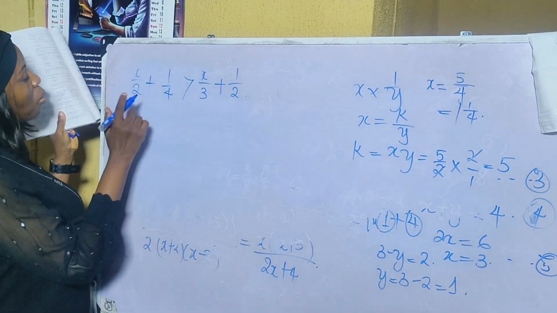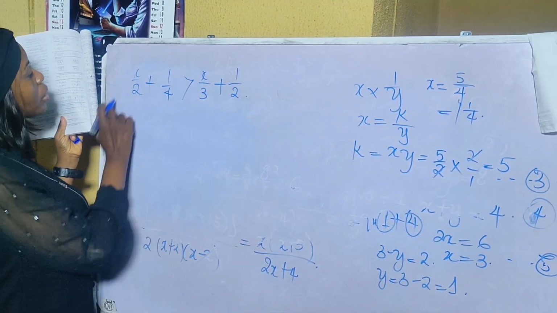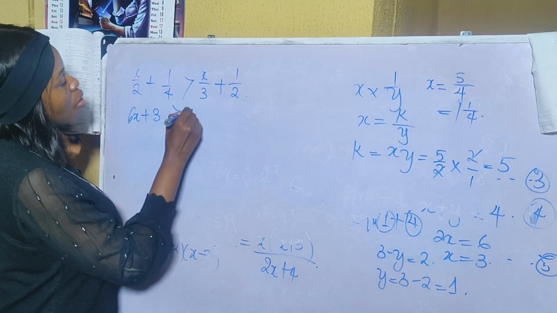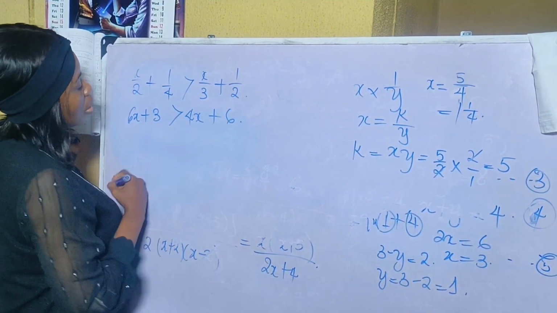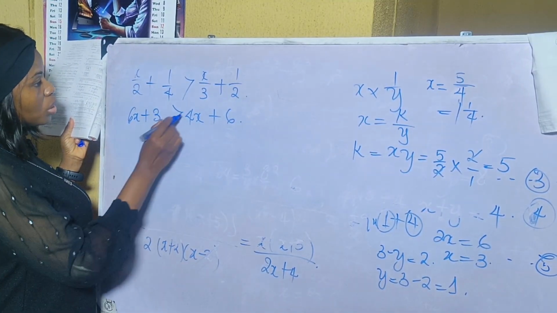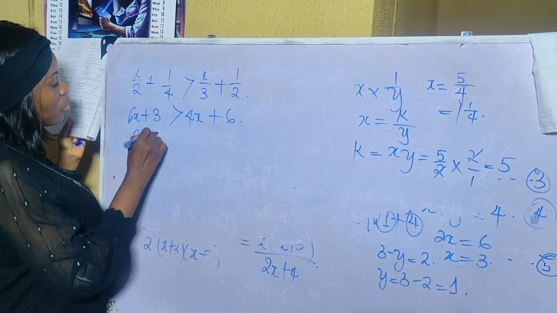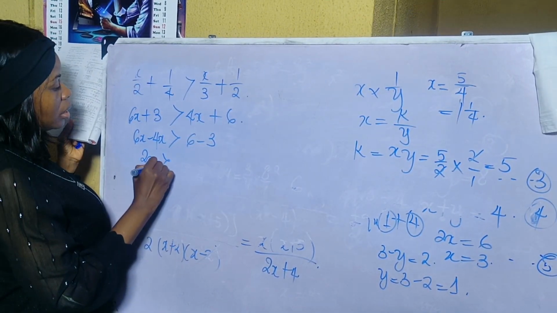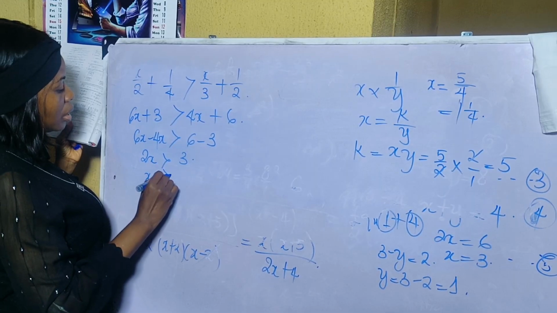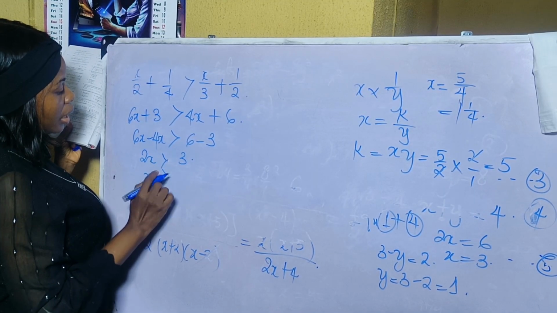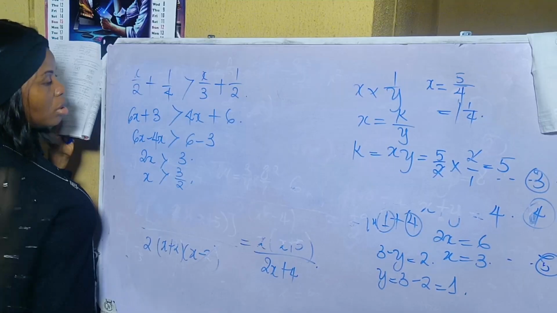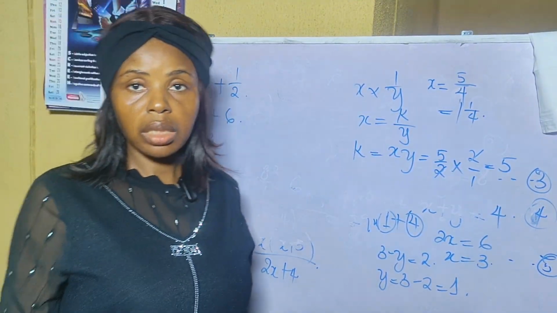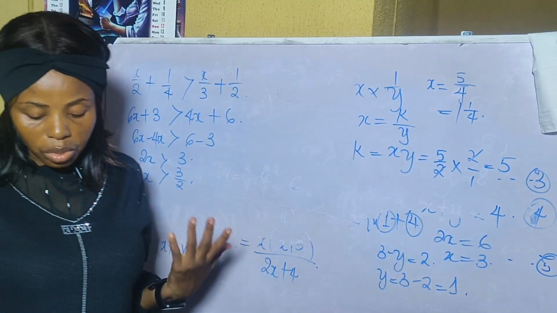The LCM of the denominators is 12. So I multiply throughout by the LCM of the denominators. This will give me 6x plus 3 greater than 4x plus 6. Collecting like terms, this will be 6x minus 4x is 6 minus 3. 2x is greater than 3. x is greater than 3/2. That's my answer.